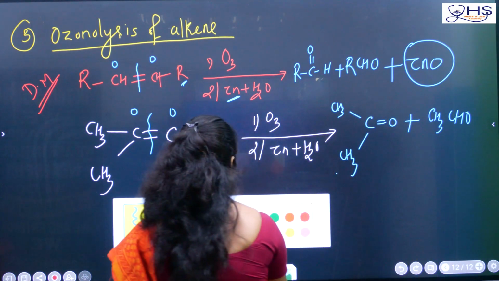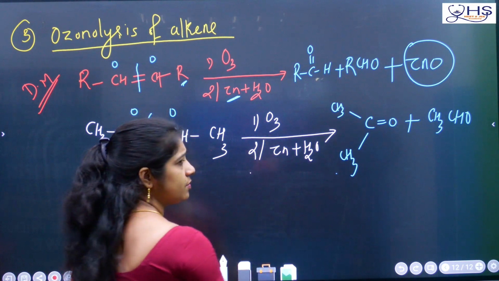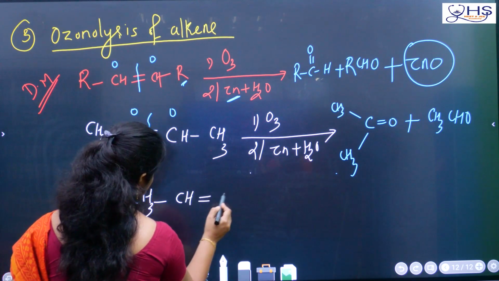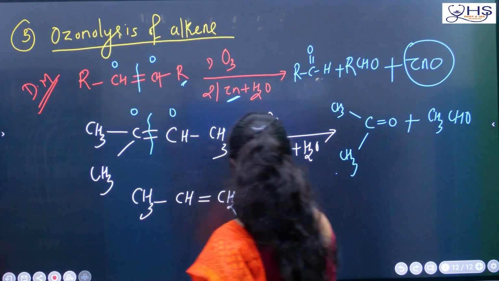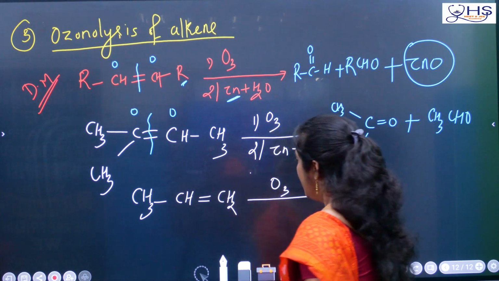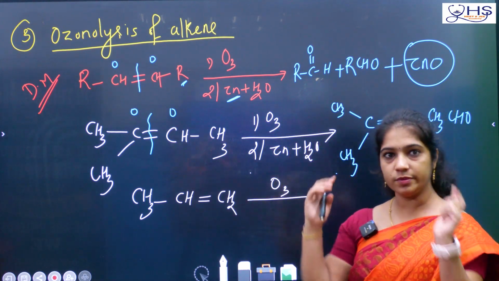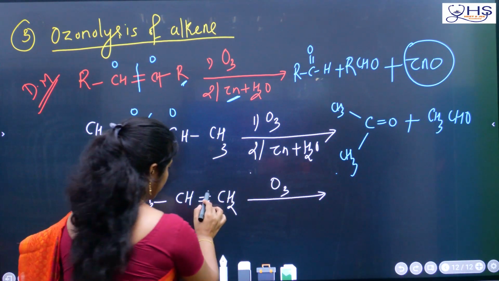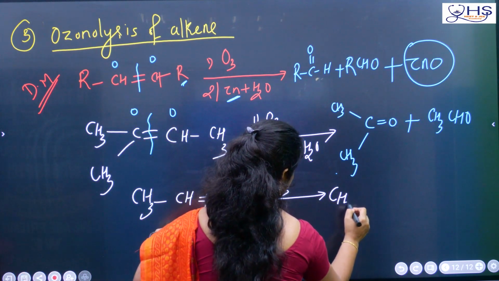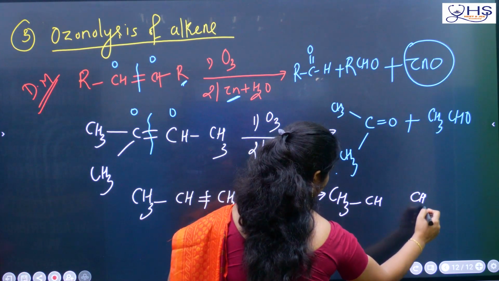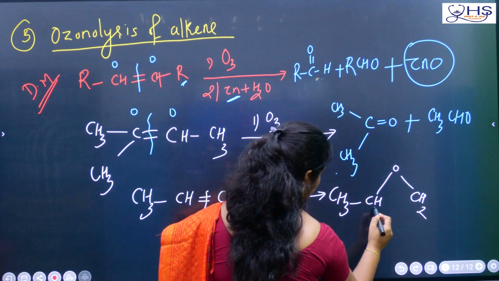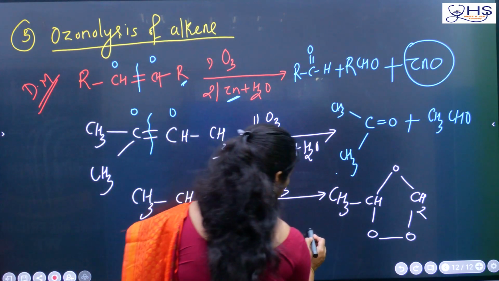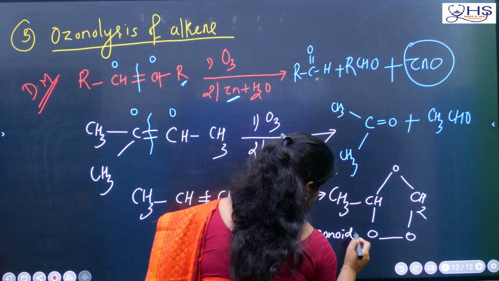Now just see the long method. Not really long, one step will be extra. I am taking the simple alkene CH3CH double bond CH2 and in the first step I am treating with O3. Now what will we do? We will make a hut type of structure. How? We break this bond, one oxygen up, two oxygen down, and oxygen making a hut type of structure. This form is known as ozonoid.